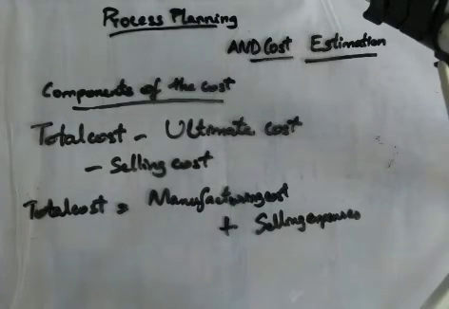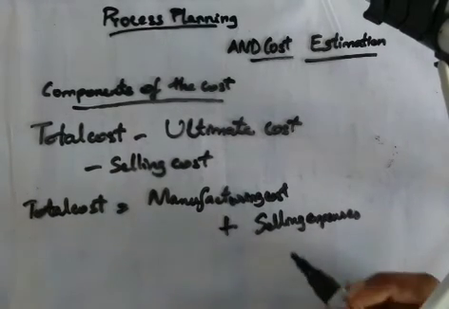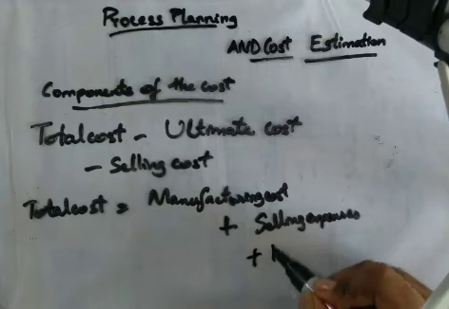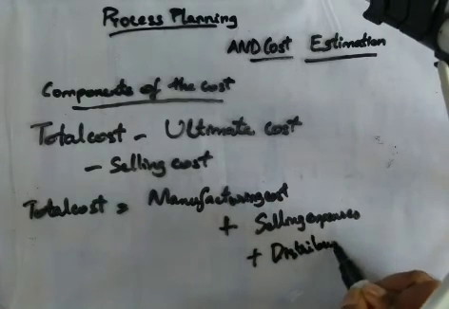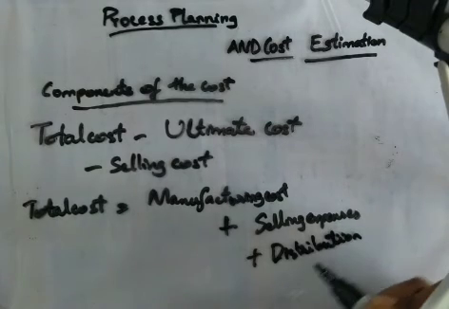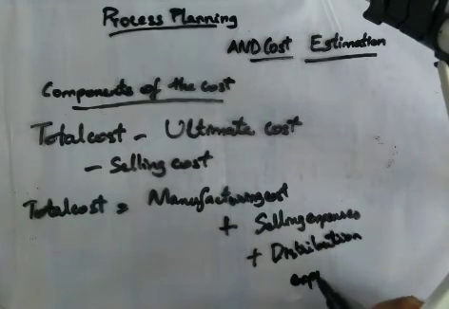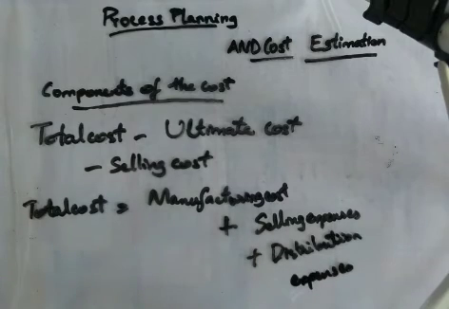They'll also be taking a huge amount of money. And distribution expenses: we have to transfer the product to the marketplace. Hence, we need some amount. Distribution expenses, like that. The total cost is equal to manufacturing cost plus selling expenses plus distribution expenses. This is the formula to find the total cost.